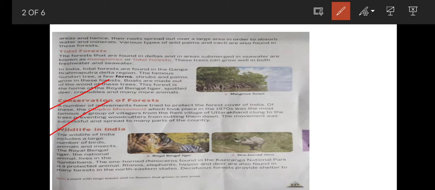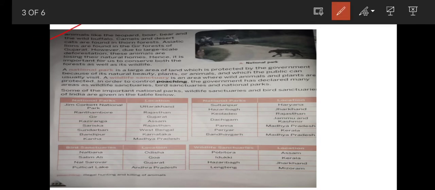Deciduous forests provide shelter to animals like the leopard, boar, bear and the wild buffalo. Camels and desert cats are found in thorn forest. Asiatic lions are found in the Gir forest of Gujarat. However, due to large-scale deforestation, these animals are losing their natural homes. Hence, it is important for us to conserve both the forest as well as its wildlife.